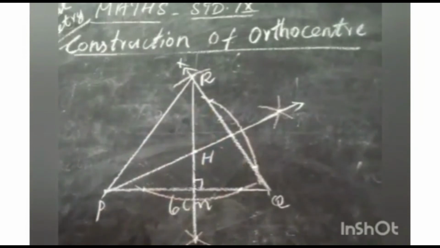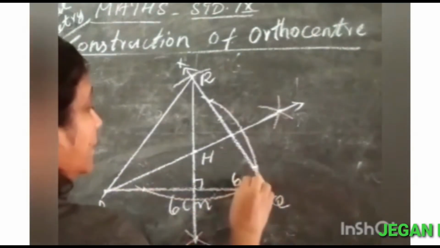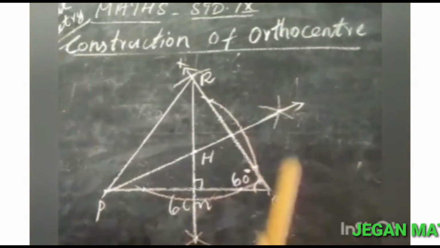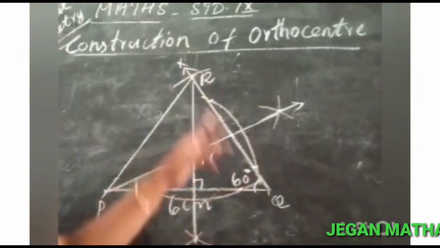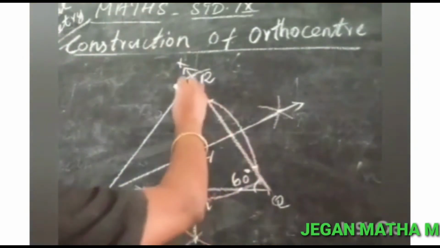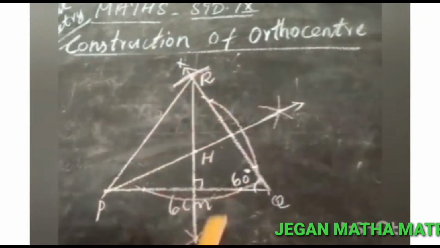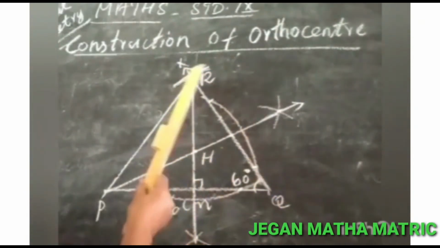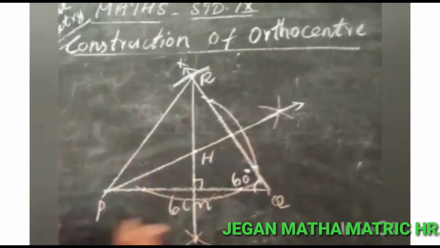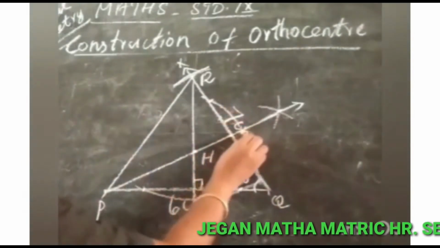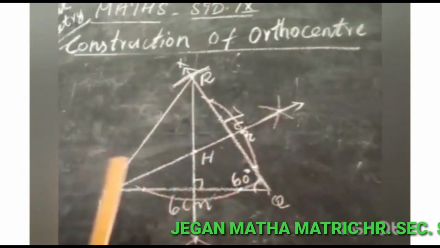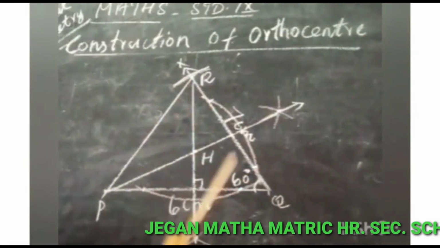Is it clear? First, the main baseline PQ. You can take 6 centimeter measurement. After that you can mark the angle Q, angle Q 60 degree. You extend that line. Again QR is given, the measurement is 7 centimeter. By using the compass you can mark the QR, that is 7 centimeter measurement. Then after that you can join the PR, then you will get a triangle PQR.